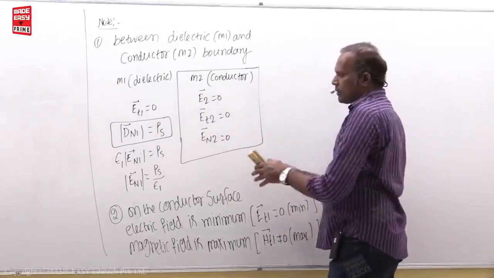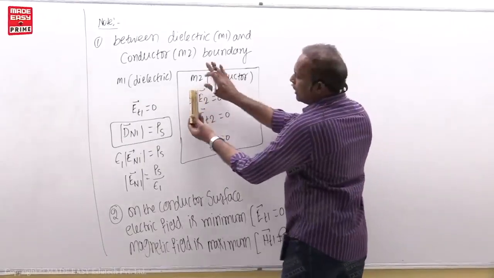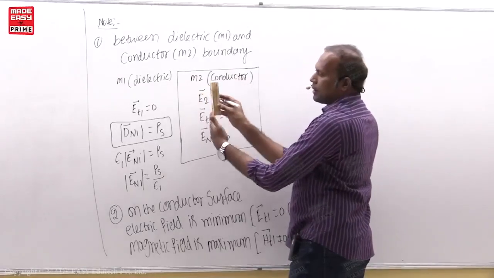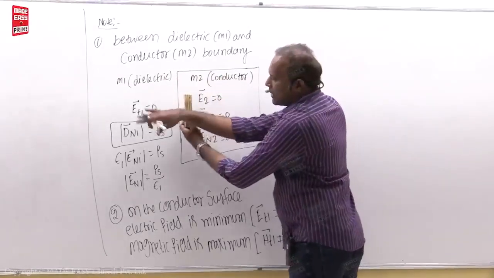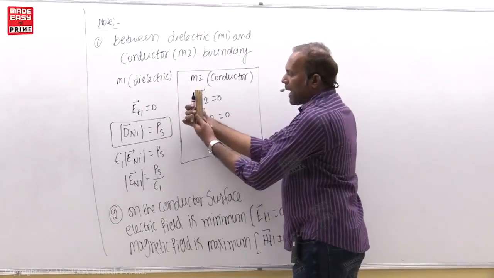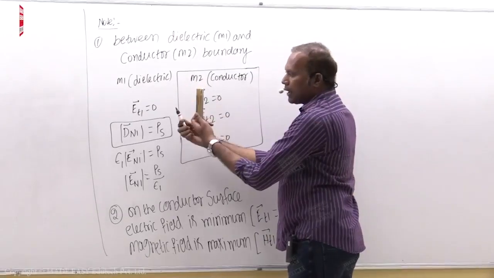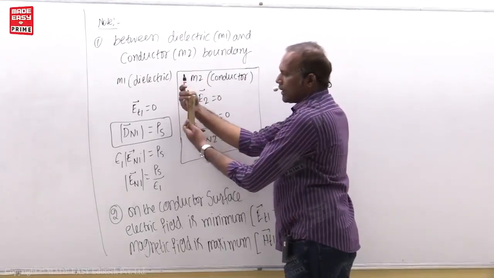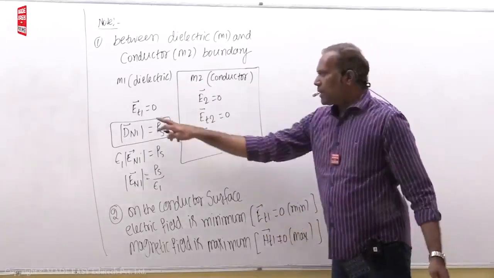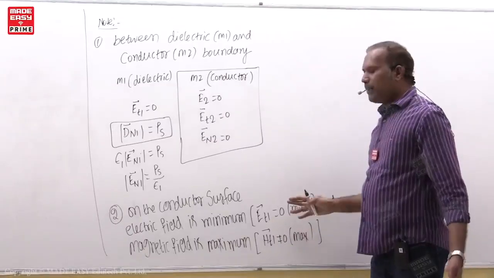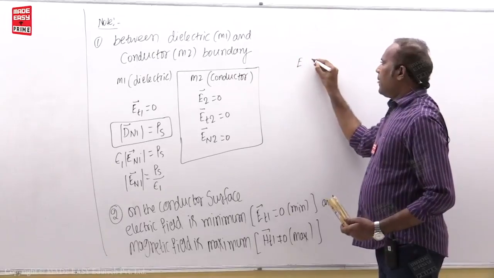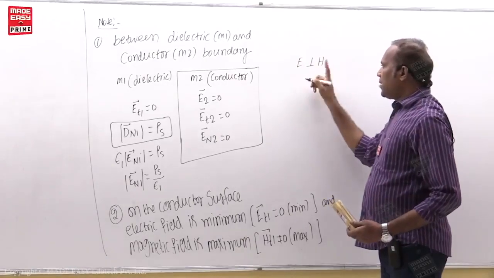On the conductor surface, let us say this is the conductor medium. It is a very big conductor here. On the conductor surface means this one. So that side what is there? Medium 1 is there. On the conductor surface means parallel to the conductor surface. What is parallel to the conductor surface? Tangential component. So how much tangential component? 0. 0 means minimum.